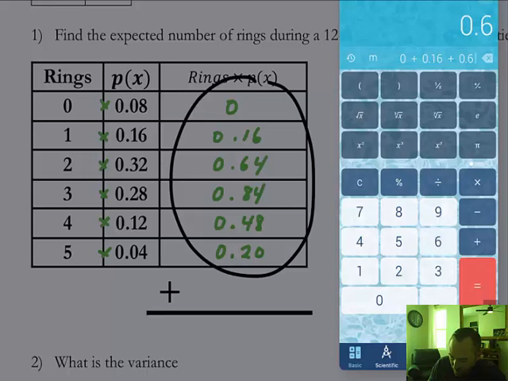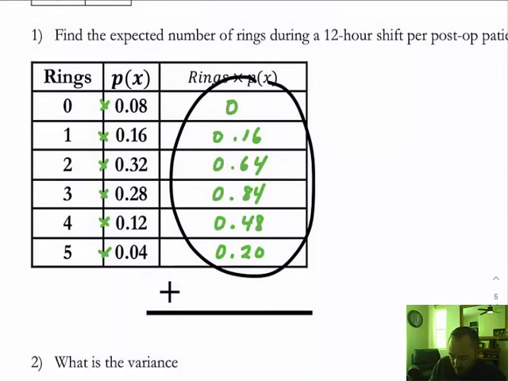Zero plus 0.16 plus 0.64 plus 0.84 plus 0.48 plus 0.20. Okay, that equals 2.32. Don't round that number. That's our expected number of rings.